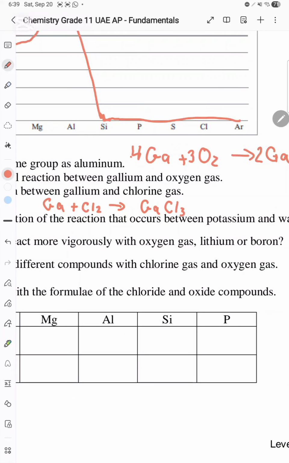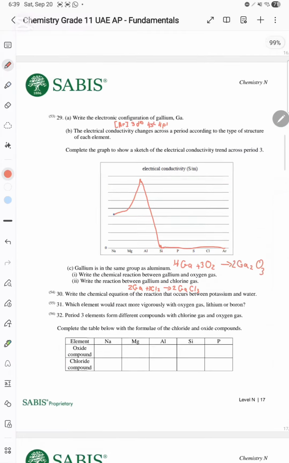Now again, we need to multiply by 2 here and 3 there to balance it out. And you need to multiply gallium by 2. This one is correct in the mark scheme.